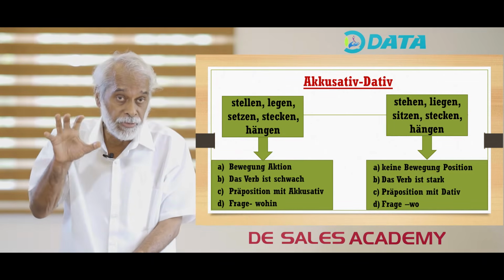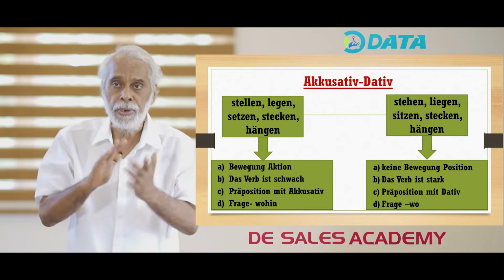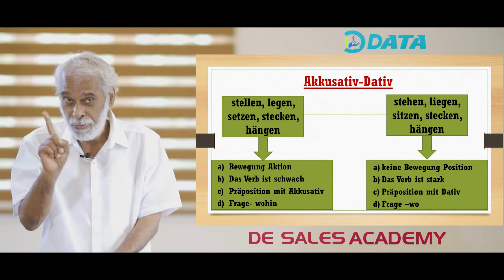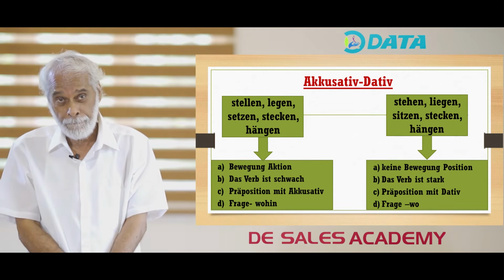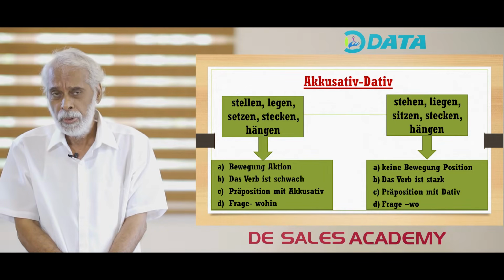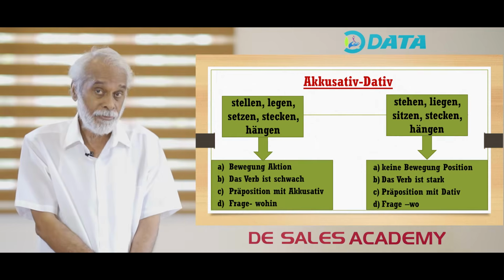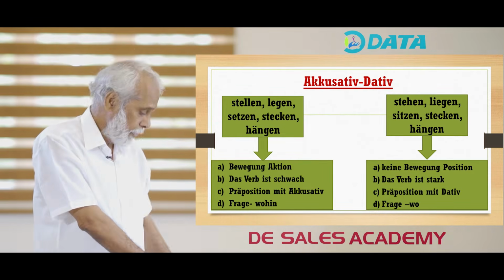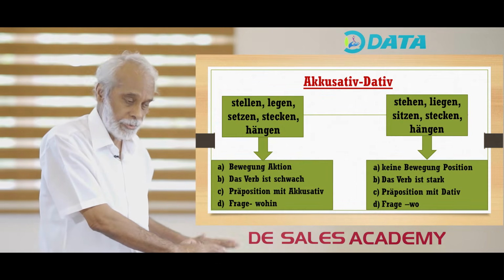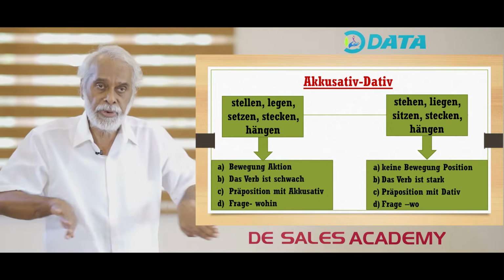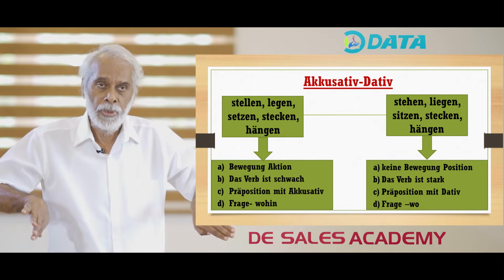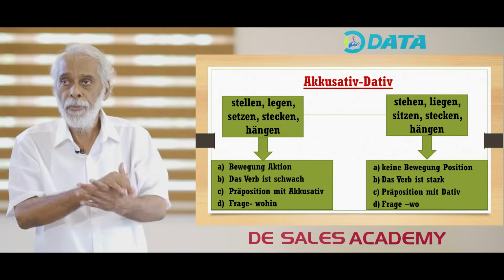All these 5 verbs show a position, keine Bewegung. Just a small example, I am placing the book, and once I have placed the book on the table, it's there. It is a position. That's the difference. I hope you understand.